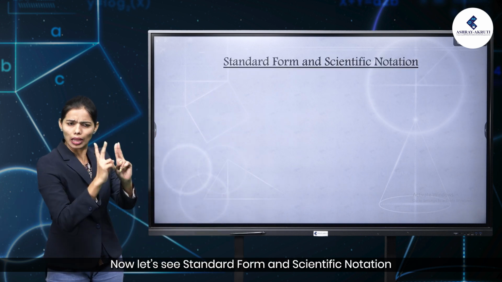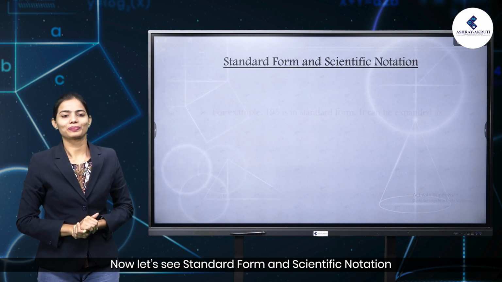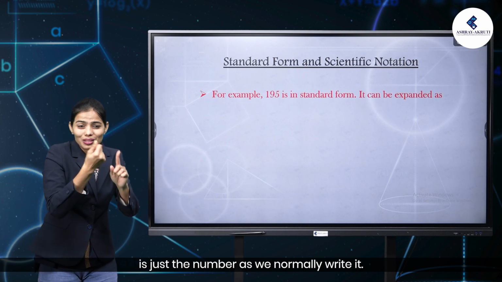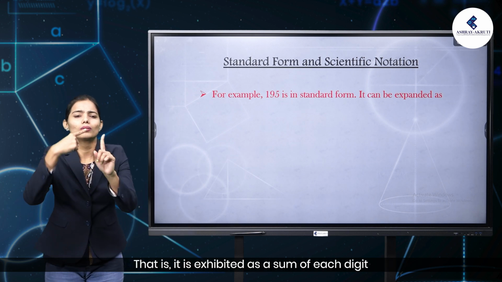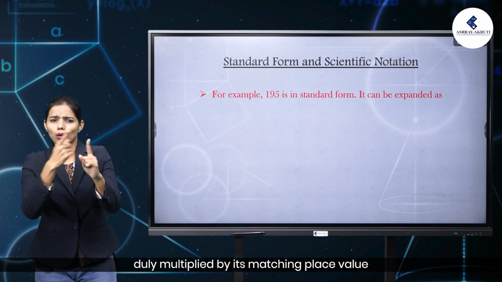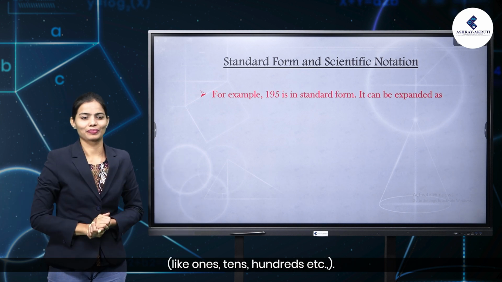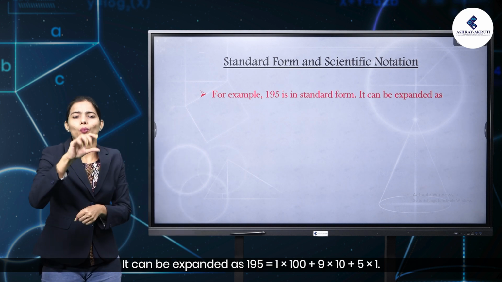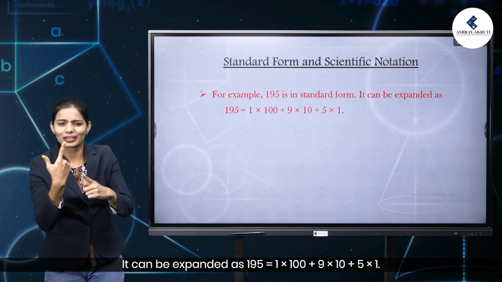Now, let's see standard form and scientific notation. The standard form of a number is just the number as we normally write it. We use expanded notation to show the value of each digit. That is, it is exhibited as a sum of each digit duly multiplied by its matching place value, like ones, tens, hundreds, etc. For example, 195 is in standard form. It can be expanded as 195 is equal to 1 into 100 plus 9 into 10 plus 5 into 1.